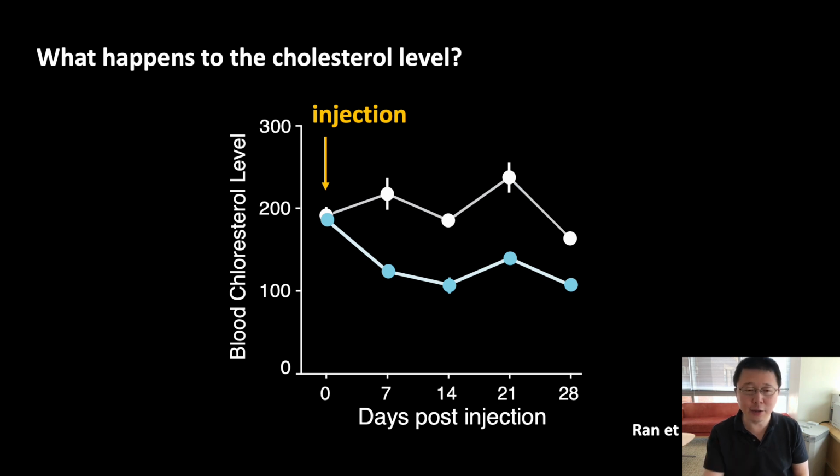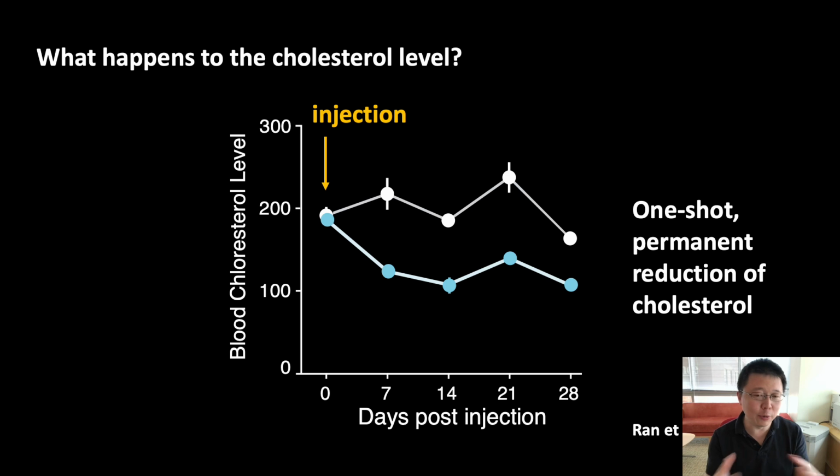And so this is exactly what we expected to see because a depletion of PCSK9 should result in a very significant reduction in cholesterol. And this should also translate into a reduction in the heart disease risk. And so this represents a one-shot permanent reduction of cholesterol, and this can be used to treat cardiovascular disease.